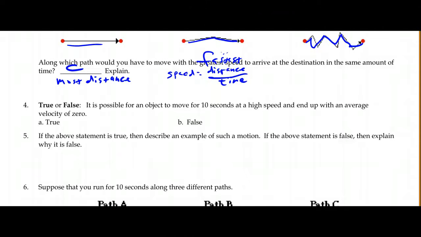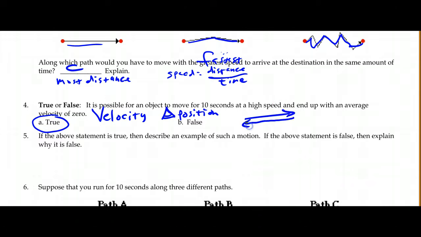True or false? It's possible for an object to move for 10 seconds at a high speed and end up with an average velocity of 0. That is actually true. Again, the key is that we're talking about the velocity. Velocity is not based on how far you've gone. It's based on your delta change of position. So if you go out and come back to the same place in the 10 seconds, then your change of position is 0, and therefore your velocity is 0. Not your speed. Speed would be a total running total of the two motions. It would not be 0.